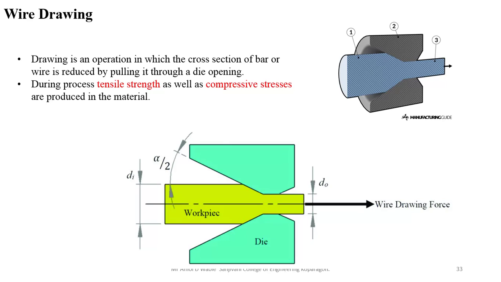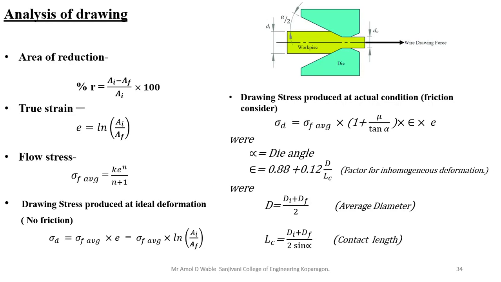by die opening. Here you can see the 3D view of wire drawing. This angle of the die can be called alpha, and one side of the angle can be called alpha by 2. So let us see the analysis of drawing.